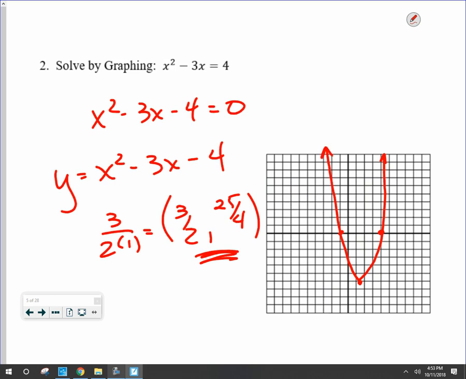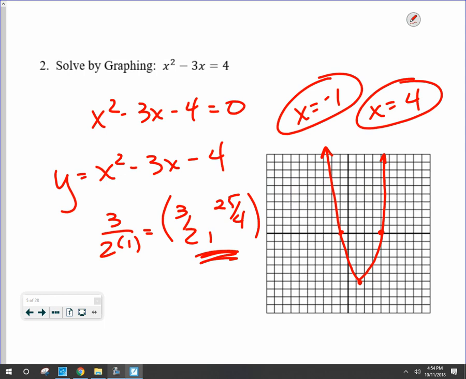The x-intercept at negative 1, 0, so that means x equals negative 1. And then the other x-intercept also being at x equals positive 4. Sorry about the pause there.